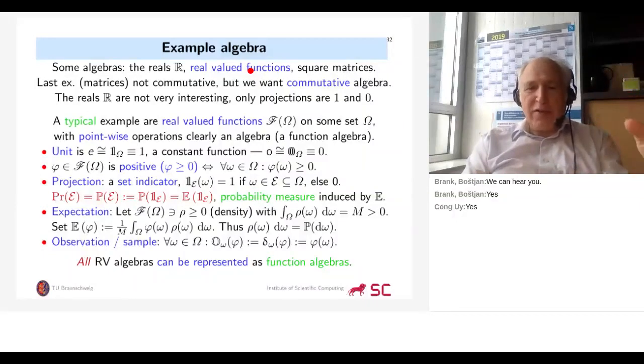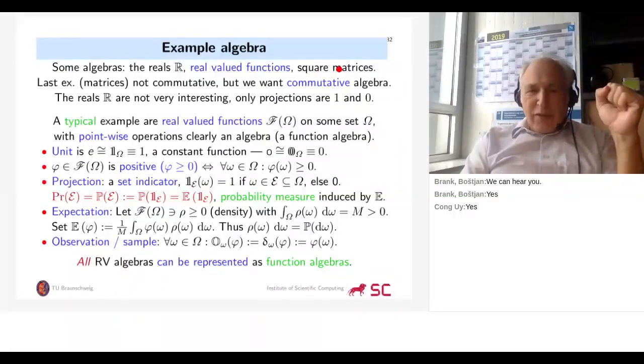Multiplying with a number is a real valued function. And pointwise multiplication is still a real valued function. I was already pointing out square matrices are also an algebra. But the matrices, when they're larger than 1 by 1, are not commutative. And this is not what we want.